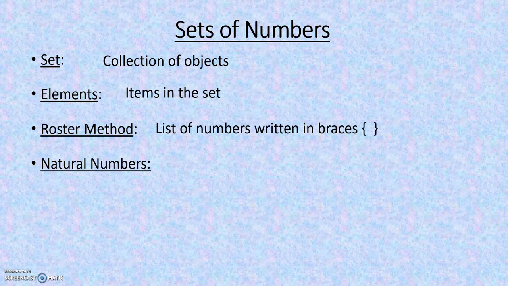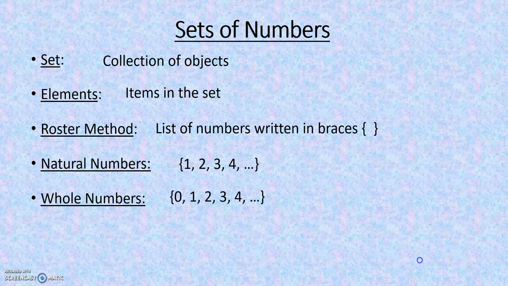Natural numbers. Think about when you naturally start counting, you start with number 1. The natural numbers are the set of numbers 1, 2, 3, 4, continuing on. Whole numbers are the natural numbers including 0. They are whole numbers, so there are no fractions or decimals.